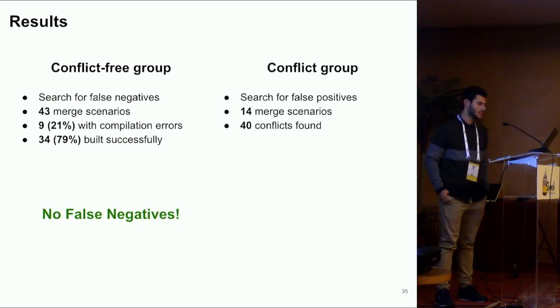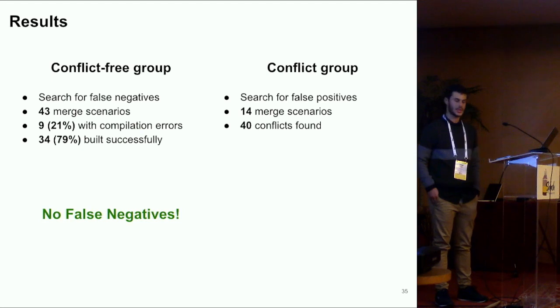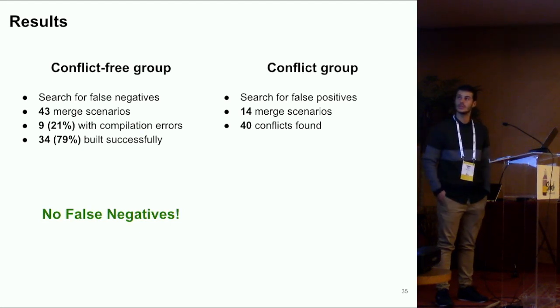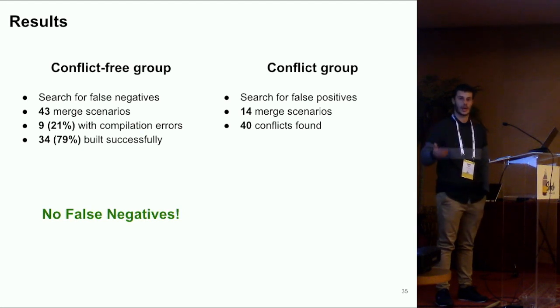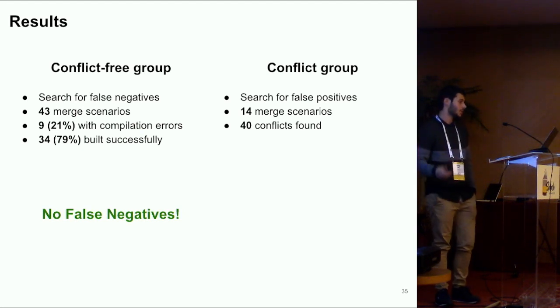The other group, the conflict group, we found 40 conflicts in 14 merge scenarios. We have checked each of these 40 conflict groups one by one to check if they were in fact real conflicts, and they were.